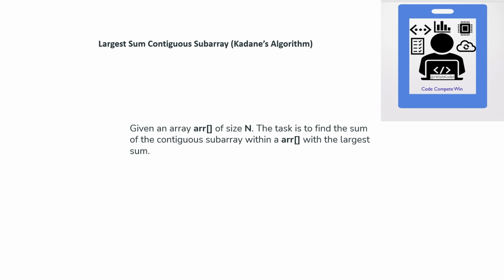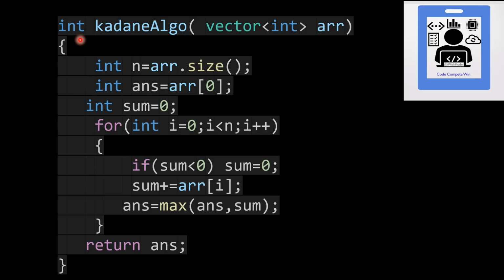Kadane's algorithm is used to find the maximum sum of a continuous subarray within an array. This algorithm takes O(n) time complexity, where n is the size of the array, and O(1) space complexity. Let's see how to code Kadane's algorithm.